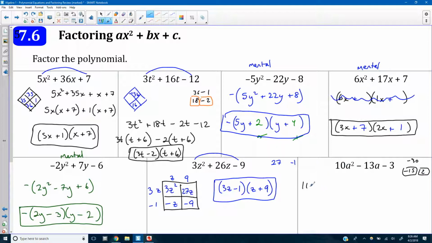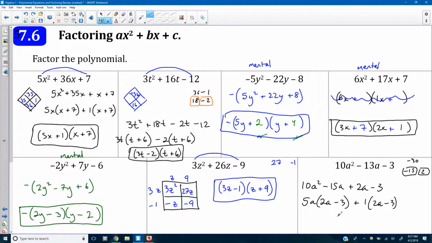So we'll have 10a squared minus 15a plus 2a minus 3. Greatest common factor here is a 5a. I'll be left with 2a minus 3. And greatest common factor here is just a 1. And I'll be left with 2a minus 3.